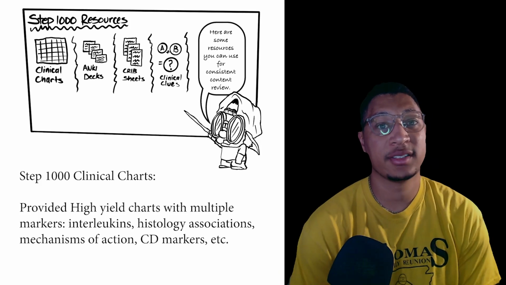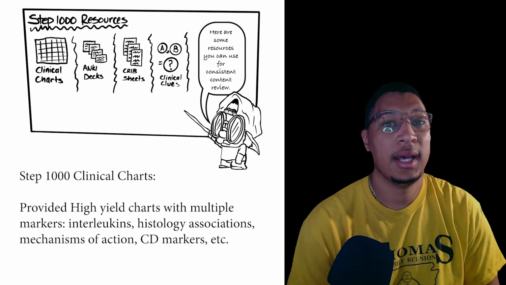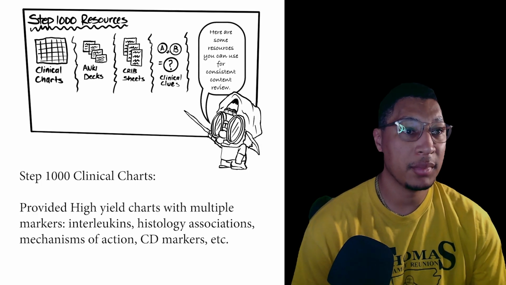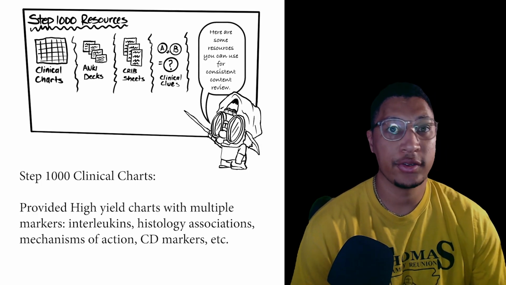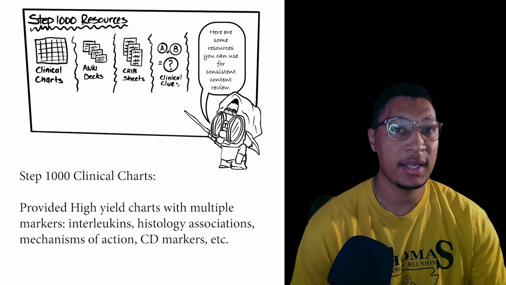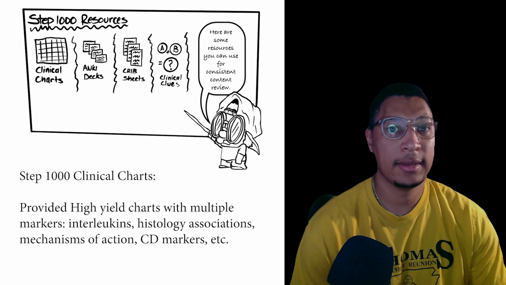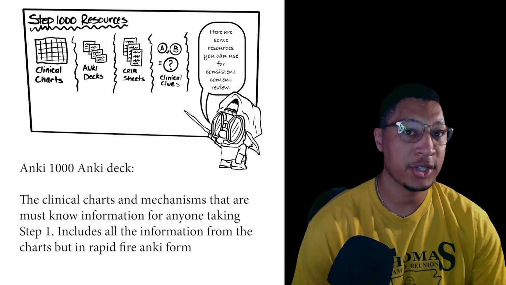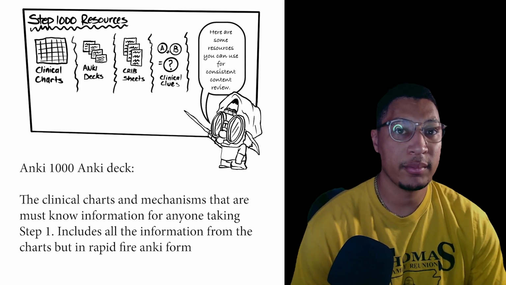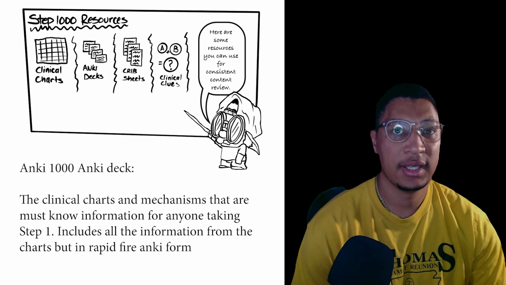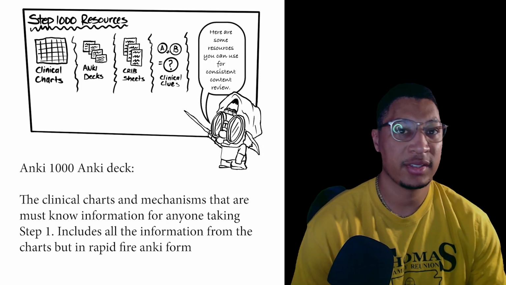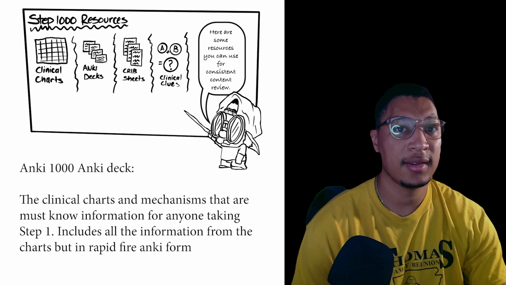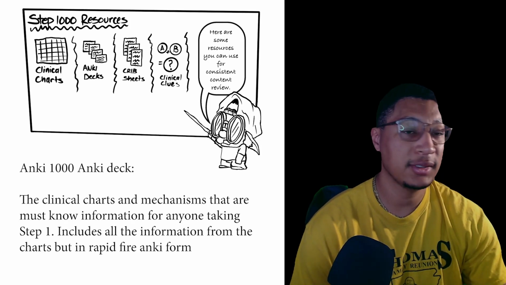In terms of Step 1000 resources that I provide to you guys, we have the clinical charts, which are high-yield charts that have multiple clinical markers such as interleukins, histology associations, mechanisms of action, CD markers, all that. Those are your charts. Then you have your Anki 1000 Anki deck, which has all of your clinical charts and mechanisms that are must-know information. Anything you have in your charts is in the Anki deck. And this includes all the information in the charts for rapid fire form. And so think of the clinical charts and the Anki deck as two sides of the same coin.